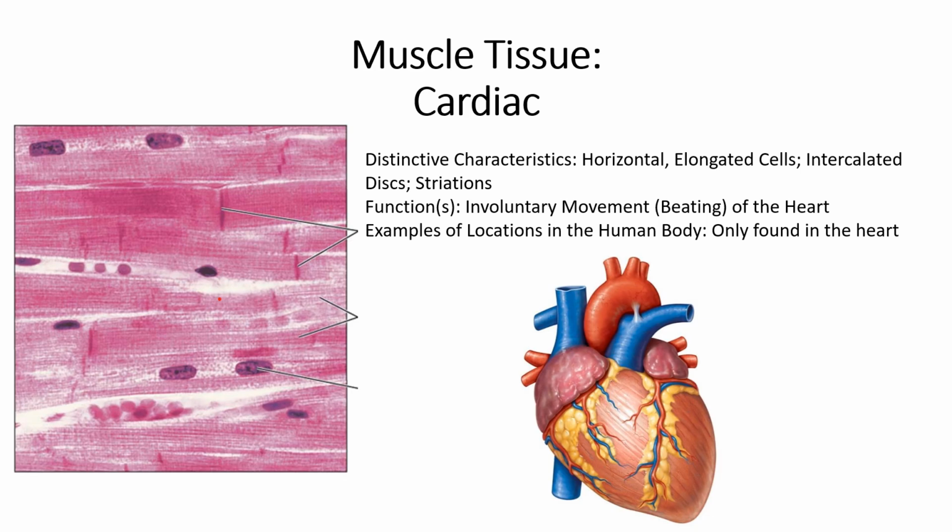Cardiac muscle, we said you're going to look for the intercalated disc. Cardiac muscle functions in involuntary movement, specifically the involuntary movement or beating of the heart. So the only place in the body you're going to find cardiac muscle is within the heart. Involuntary movement because we can't consciously control our heartbeat. We can't think heart beat faster or heart beat slower, right?